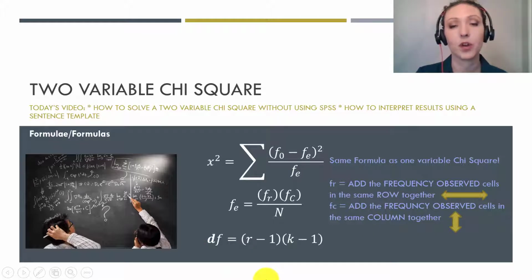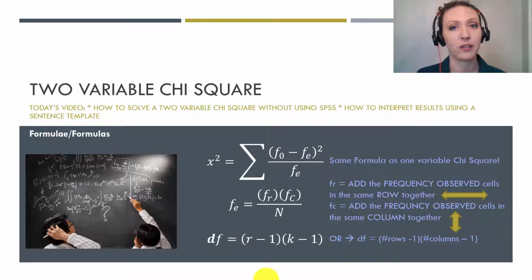And then the last one that we're going to see down here at the bottom is going to be what we're going to use for our degrees of freedom. And another way to think about how to find the degrees of freedom that's a little bit more simple than this formula here is it's just going to be the number of rows minus 1 multiplied by the number of columns minus 1.